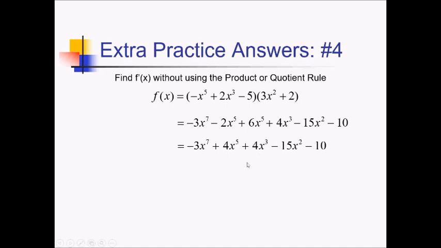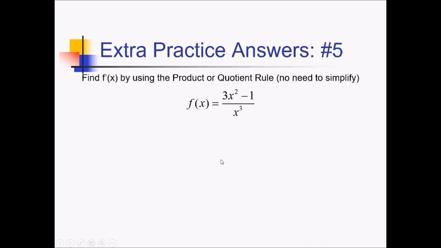All right, so now that you've done all that work, don't forget to actually take the derivative using the power rule in this case. So going left to right, we've got negative 21x to the 6th plus 20x to the 4th plus 12x squared minus 30x, and then 10 just becomes 0 because it's a constant. So there's our derivative.